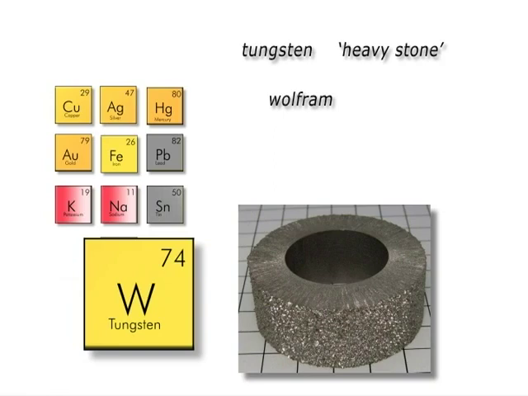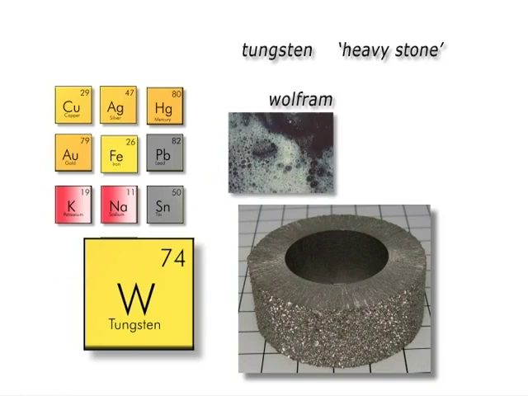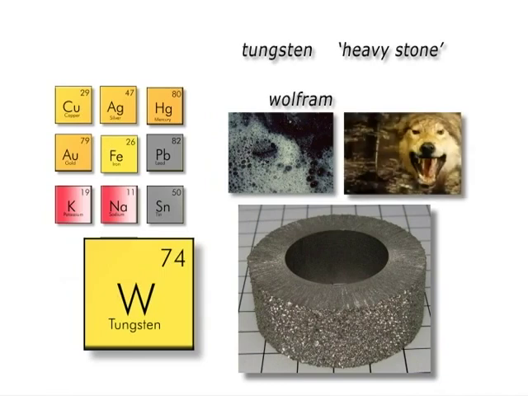The word wolfram has an obscure history. When tungsten was first extracted, large amounts of tin were consumed in the smelting process, and a white, foamy froth appeared on the surface. This reminded the scientists of how a wolf foams at the mouth when eating its prey, and so they named it wolf's foam, or wolfram. Both names, tungsten and wolfram, are used for this element, but W is the abbreviation.